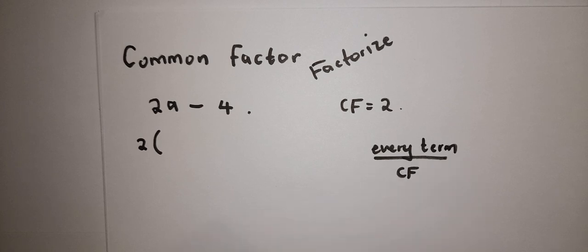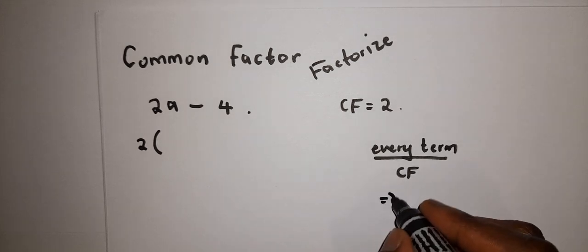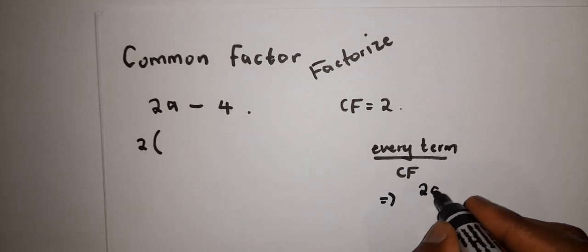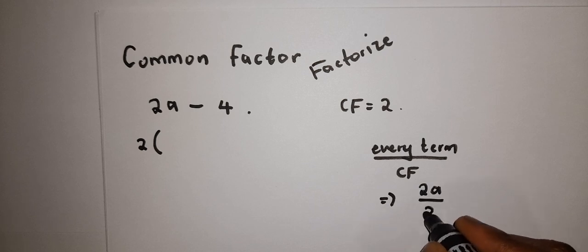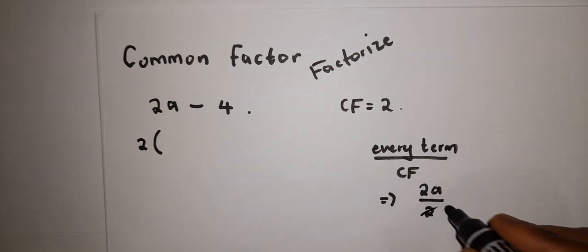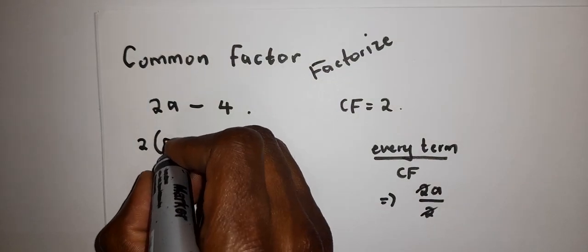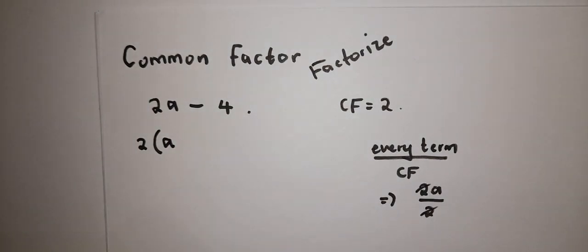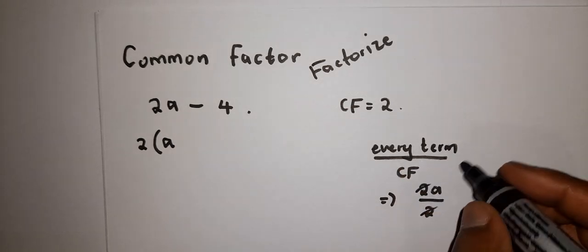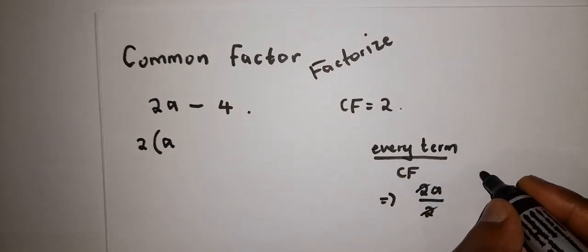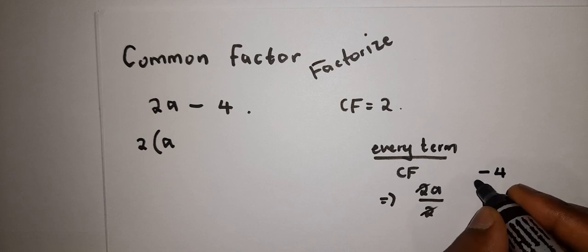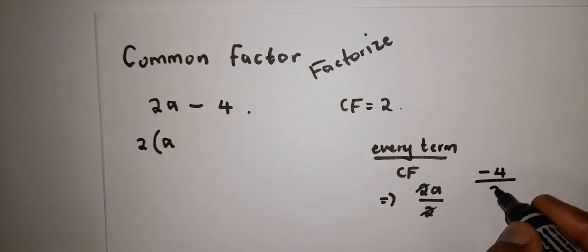Right, so what do I mean every term? This would be term number 1, which is 2a, divide by the common factor, which is 2. And then mathematically these 2 will definitely divide out. Then I'm left with an a. Similarly, I take the second term. The second term in this case is negative 4. I divide it with a 2.